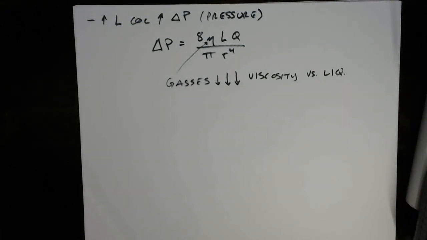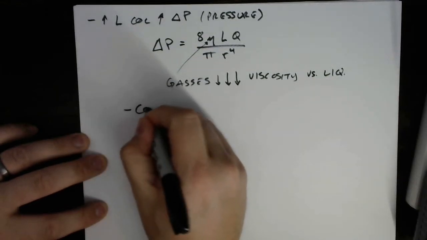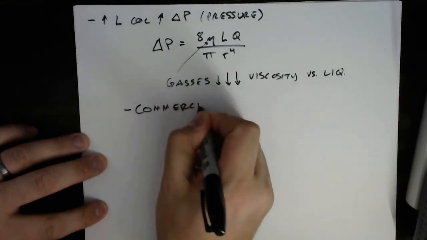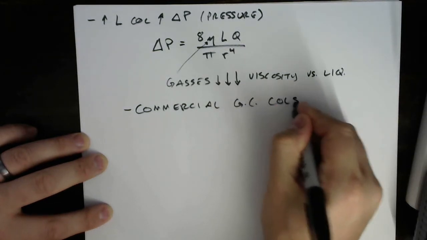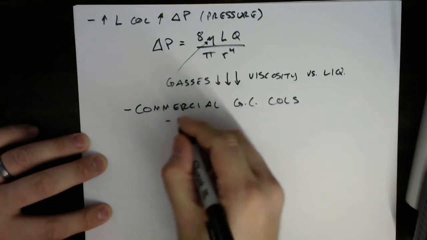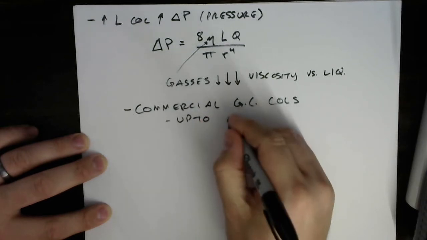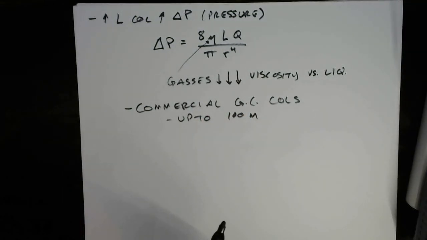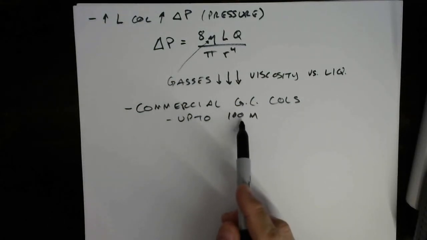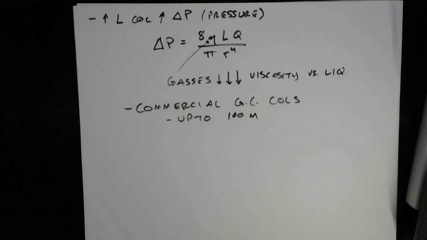So commercial GC columns come in lengths up to 100 meters. That's a chromatography column as long as a football field. Well, as long as a football field if you follow the CFL. If you follow the NFL, that's a little longer than a football field. So whatever football you're into, I'm with you.